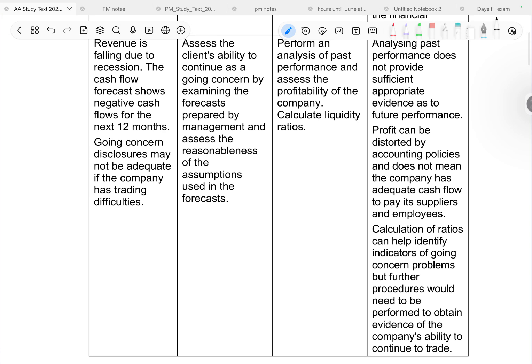On the other hand, analyzing past performance alone is not sufficient, as it does not provide evidence about future viability. Similarly, focusing on profitability can be misleading, as profits do not always reflect cash flow position. Calculating liquidity ratios may help identify issues, but on their own, they are not enough. Further procedures are required to properly assess the company's ability to continue as a going concern.